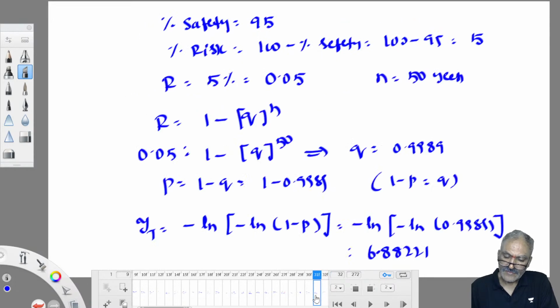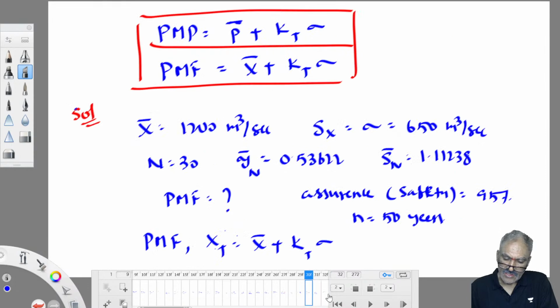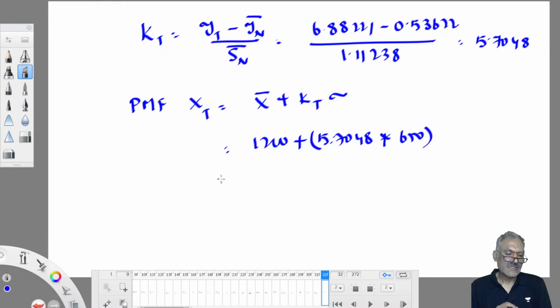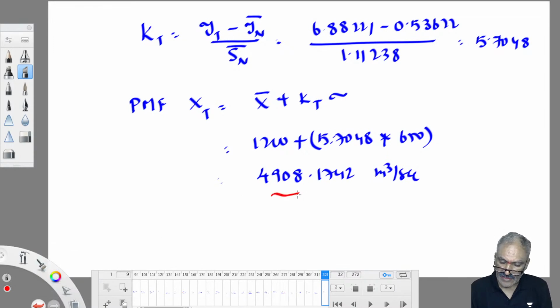X bar is given in the question as 1200, plus 5.7048 into sigma, which is 650. So this into 650 plus 1200. If you design that structure for a flood of magnitude 4908.1742 meter cube per second, then you have 95% safety in the next 50 years. That is the meaning of this question.